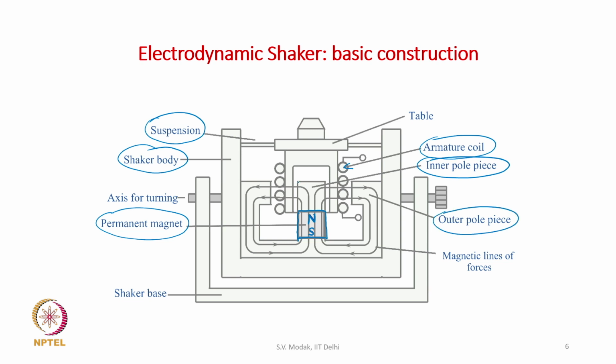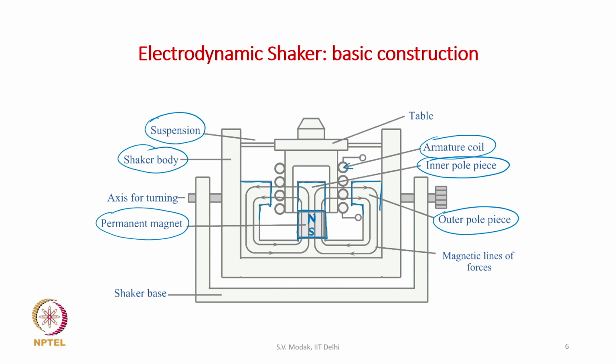So, this is the inner pole piece here, and this is the outer pole piece. The purpose of these two pole pieces is to direct and concentrate the magnetic lines of force into a small gap. You can see there is a small gap between the inner pole piece and the outer pole piece.